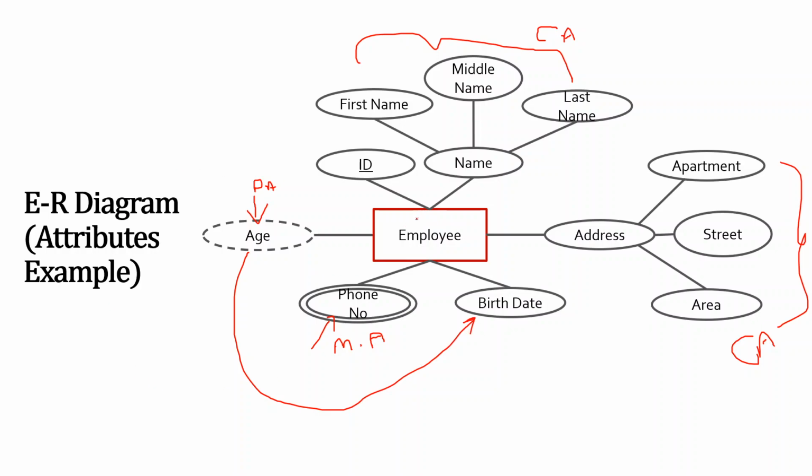And you can see that this employee is an entity set. I can say that it is ES, that is entity set. And it has the attributes like ID, name, address, birth date, phone number and age. And name has been subgrouped into first name, middle name and last name. Address has been subgrouped into apartment, street and area. And phone number is a multi-valued attribute and age is a derived attribute.